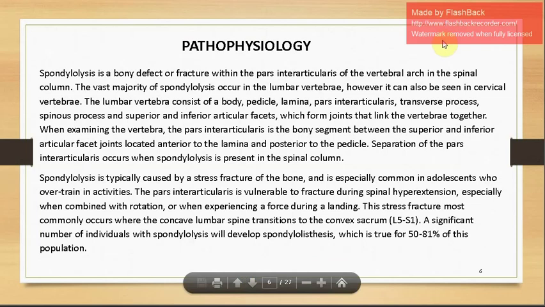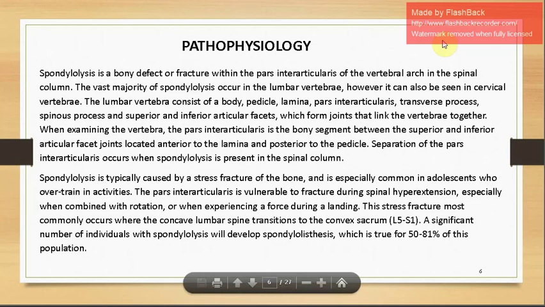Pathophysiology: it is a bony defect or a fracture, as I said, within the pars, and the majority of spondylolysis occurs in the lumbar region. However, it can also be seen in cervical vertebra. The lumbar vertebra consists of a body, pedicle, lamina, pars, transverse process, spinous process, and superior and inferior articular facets, which form joints that link the vertebra together. When examining the vertebra, the pars is the bony segment between the superior and the inferior articular facets, located anterior to the lamina and posterior to the pedicle.